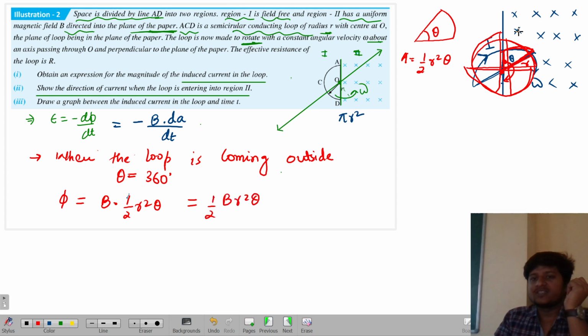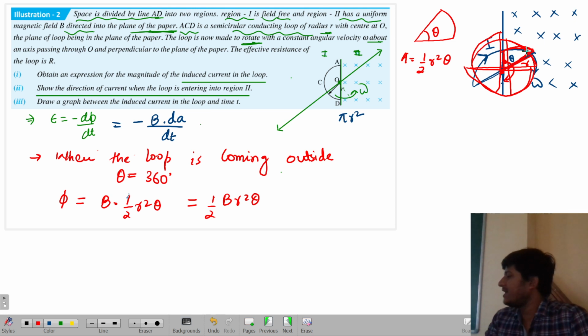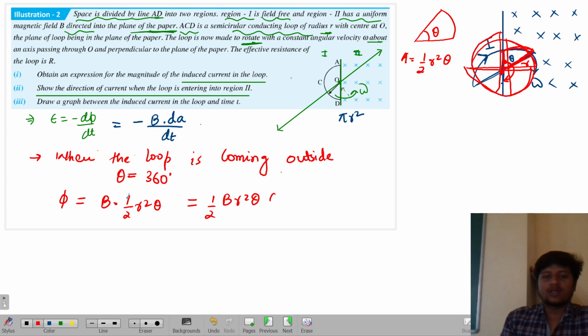Now the normal of this particular loop and the magnetic field direction are matching with each other. Actually, sorry, the magnetic field is inside and the normal will be outward. So how much is the angle? 180 degrees, right or not? So here I will use cos 180. Therefore the total flux is minus half of B r square theta.